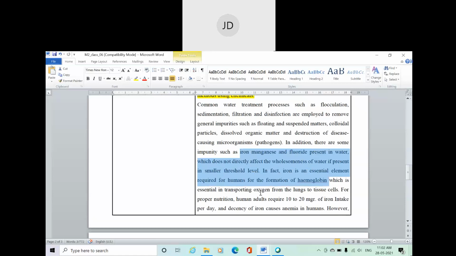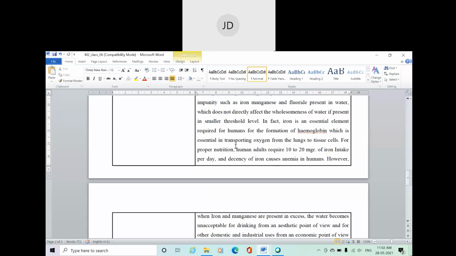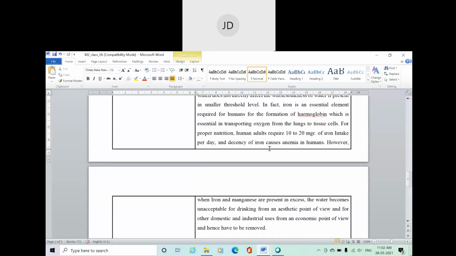In fact, iron is an essential element required by humans for the formation of hemoglobin, which is essential in transporting oxygen from lungs to tissue cells. So there are some advantages of iron also. Our body also needs iron. For proper nutrition, the human body requires 10 to 20 grams of iron intake per day. Deficiency in iron causes anemia in humans. So we should maintain our iron limit in our body.